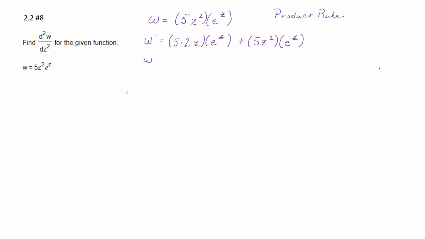So when I combine it, the 5 times 2 gives me 10z times e to the z plus 5z to the second e to the z. Now that is your first derivative. We want to find the second derivative, so I'm going to go another step.